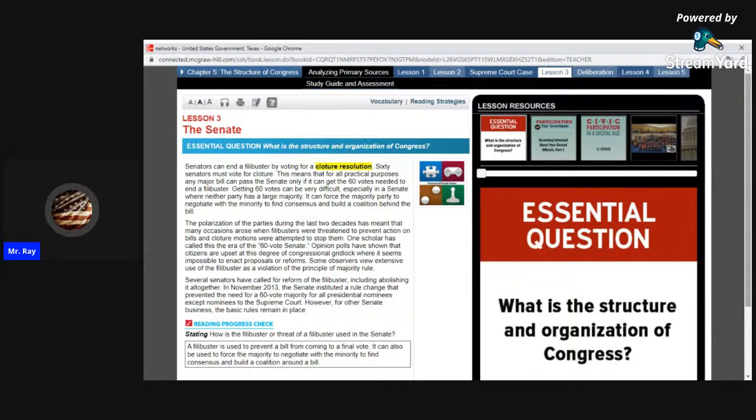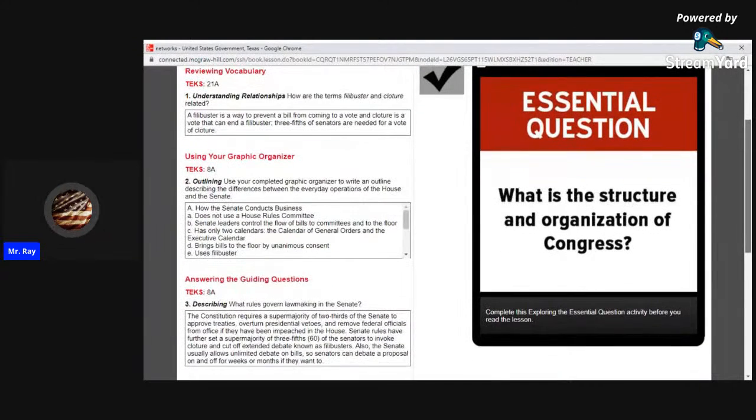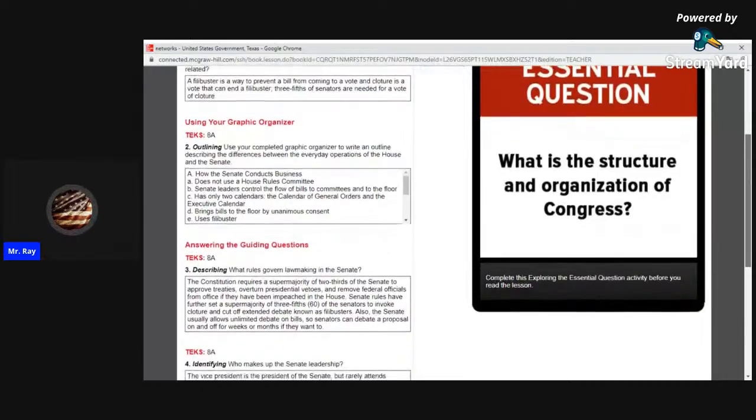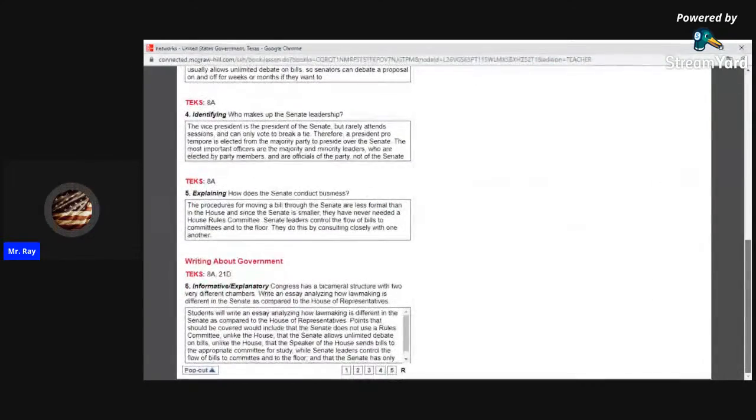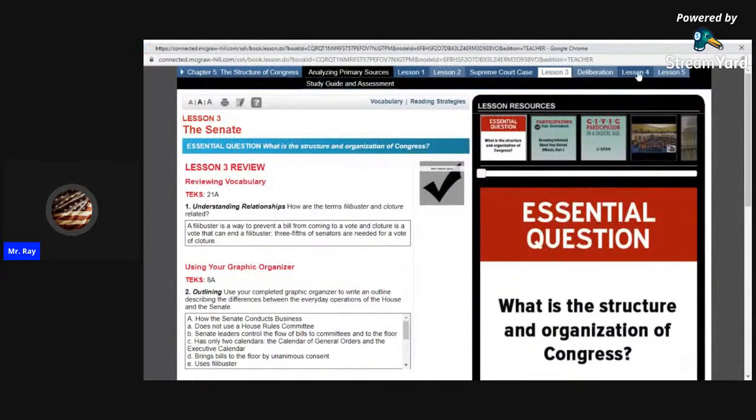So this cloture resolution is a way to end the filibuster by having 60 senators vote, shut this guy or girl up, okay? A lot of people don't like these filibusters, because it's a way to just block things from happening. Sometimes bills would just sit in the Senate forever and nothing gets done. So some people actually ask for filibusters to end, because they don't feel that these are democratic at all. So let's go to lesson 4.